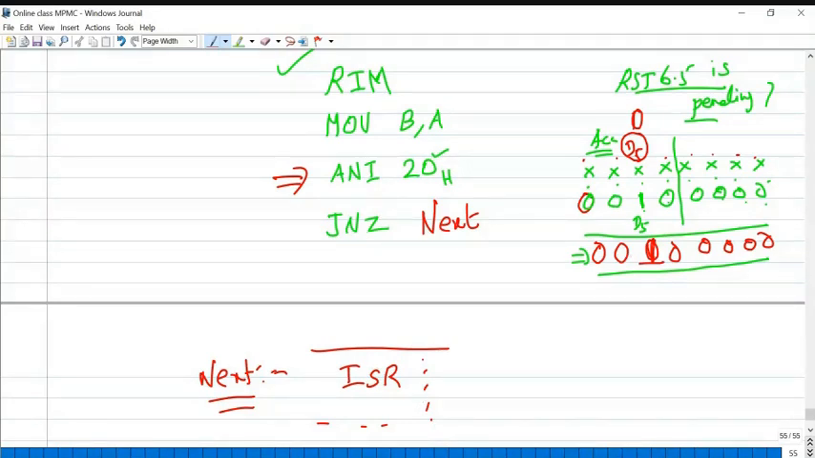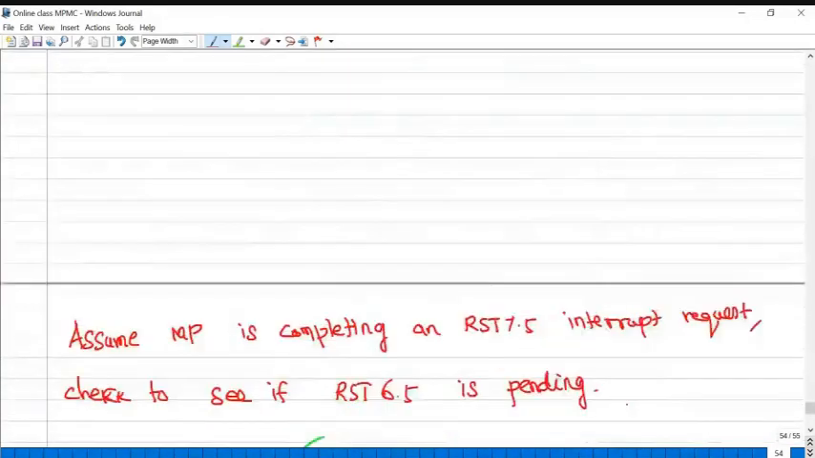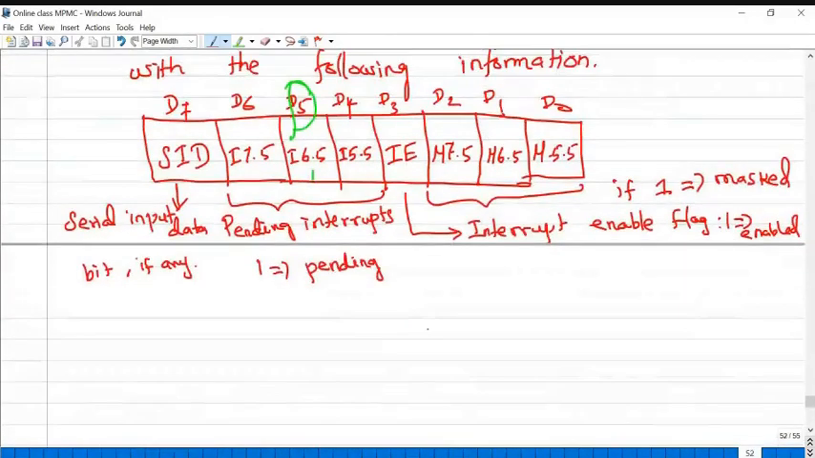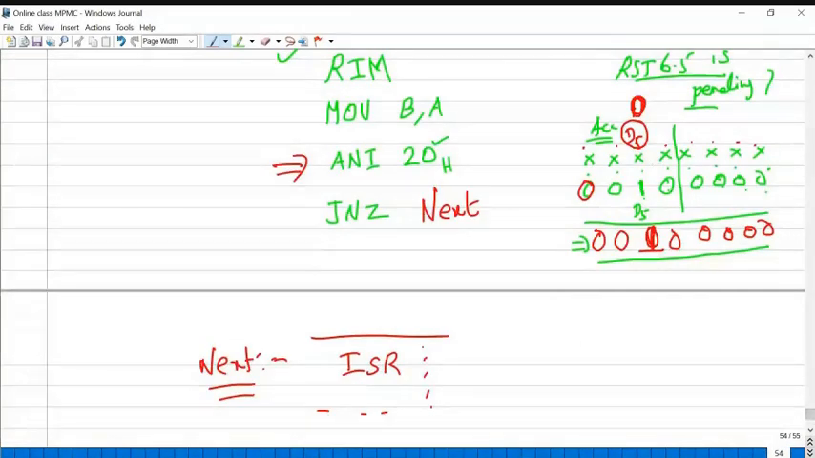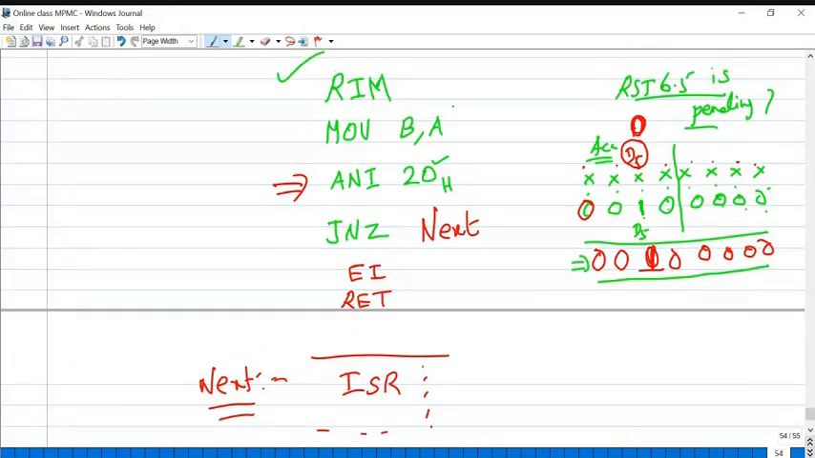If everything is 0, meaning the D5 position is 0, that is, the RST 6.5 position is 0, then you will get 0. If 0, it means RST 6.5 is not pending. Now enable all the interrupts, then return to your main program. So this is a simple program to understand the meaning of the RIM instruction.